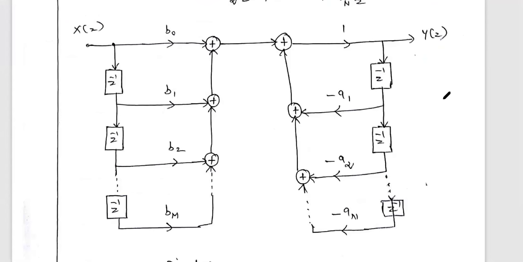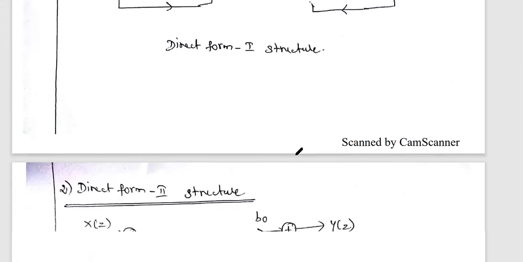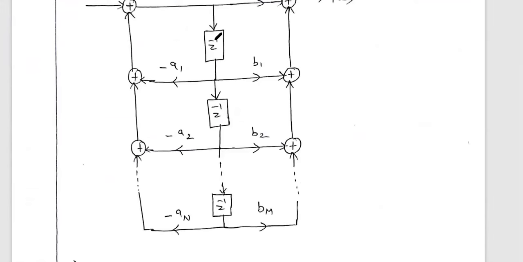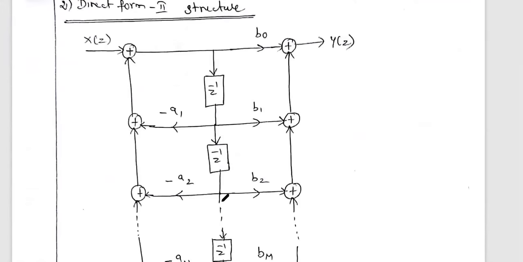This is the direct form 1 structure. In direct form 1, the delay elements, that is the Z inverse blocks, are available at the first and last parts of the diagram, and the adders are available in the center. In direct form 2 it is reversed: the delay elements are available in the center, shared by the two sides, and the adders are at the first and last parts. This is the difference between direct form 1 and 2 structures.